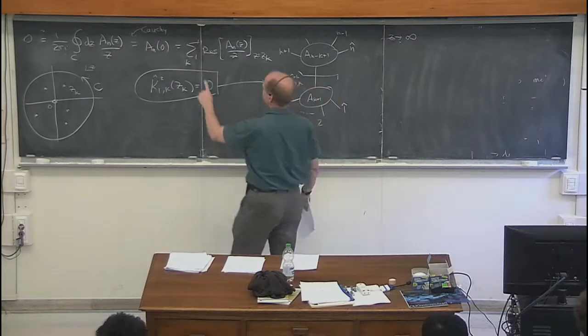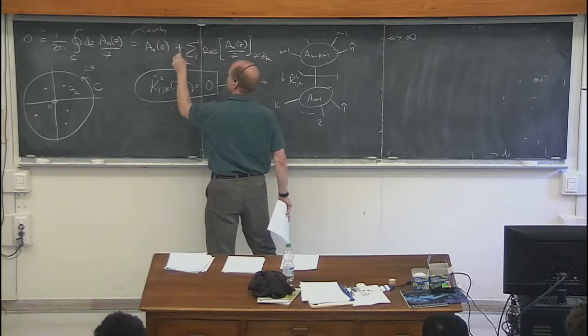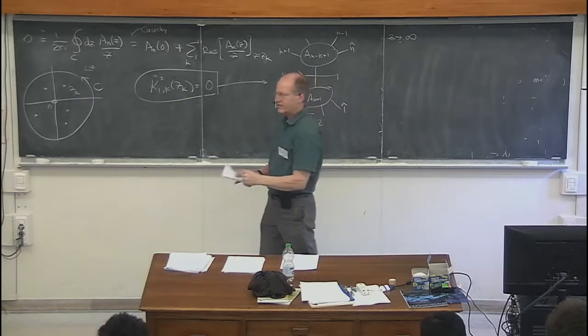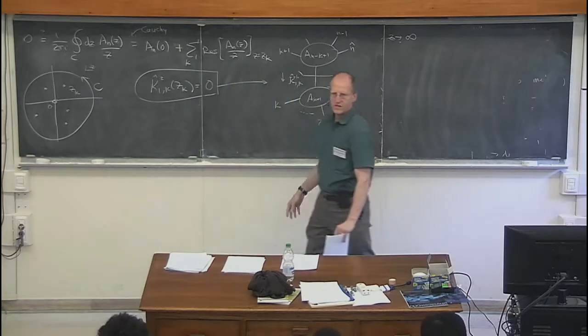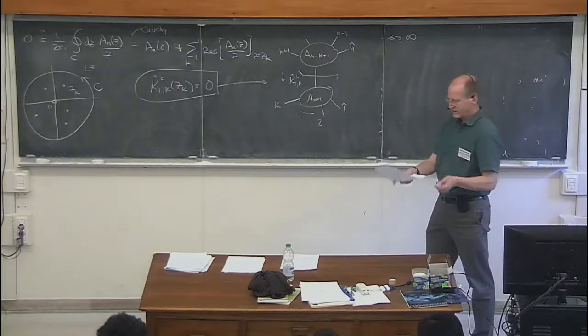Oh, sorry. That's supposed to be a plus. Thanks a lot. Sum of all residues. One residue is at z equals 0, and the rest of them are going to be coming from factorization. Thanks, Andreas.